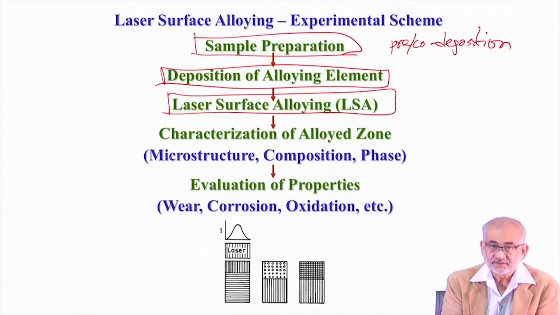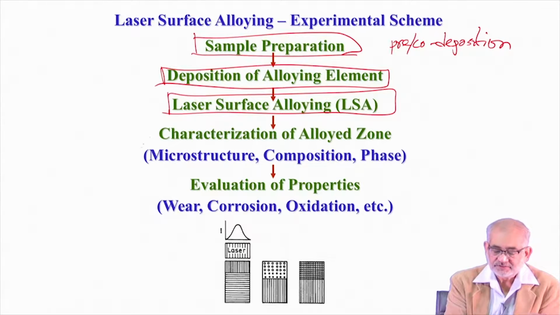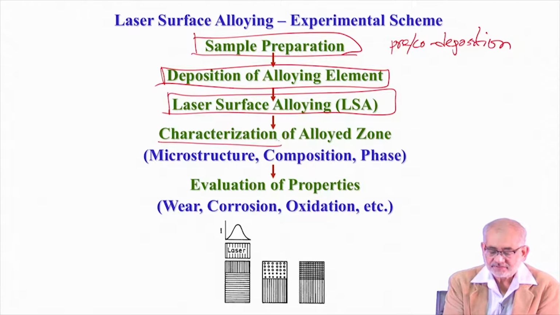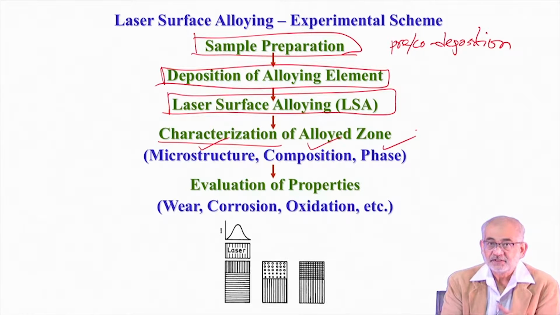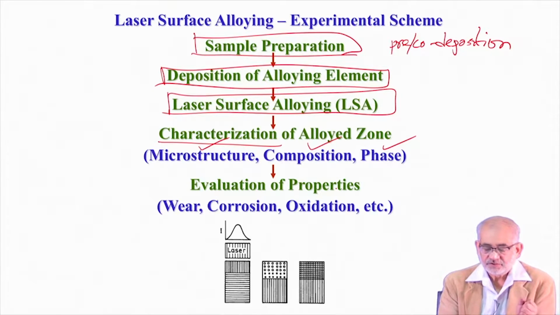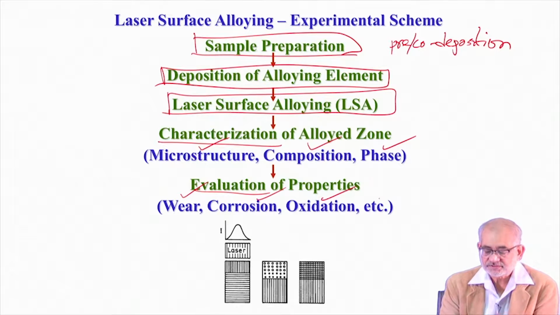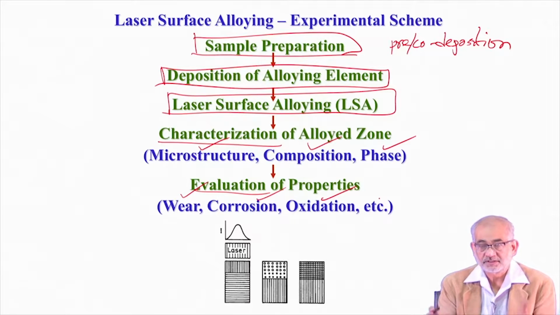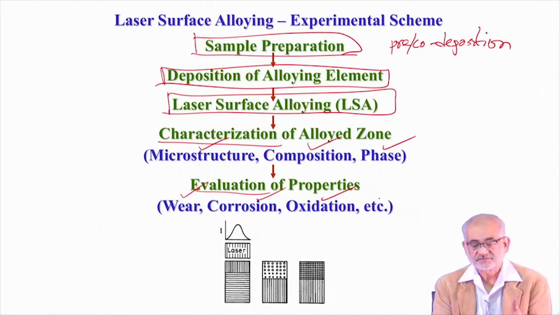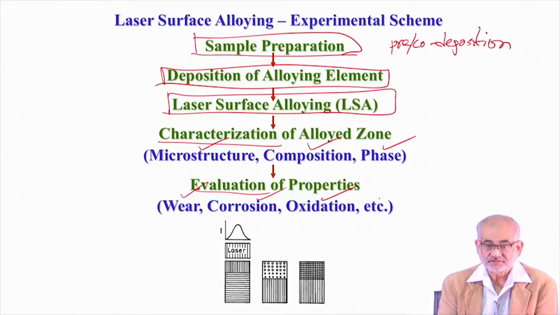And after the alloyed zone is formed, we need to characterize the alloyed zone, and that characterization could be in terms of microstructure, composition, phase aggregate, and integrity, or in terms of defect density and so on. And subsequently, we also would like to evaluate the properties, and these properties of interest could be hardness, friction coefficient, wear, corrosion, oxidation, or any other reflectivity or surface roughness, or various kinds of properties, whatever we are interested in.